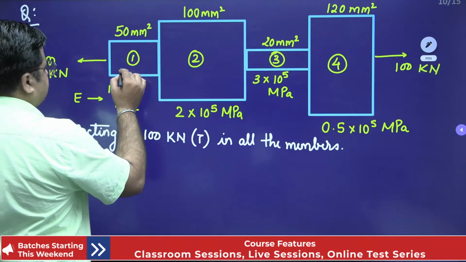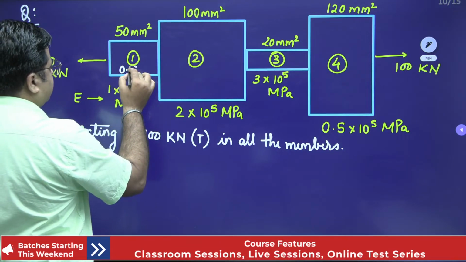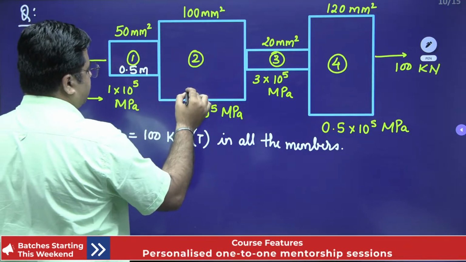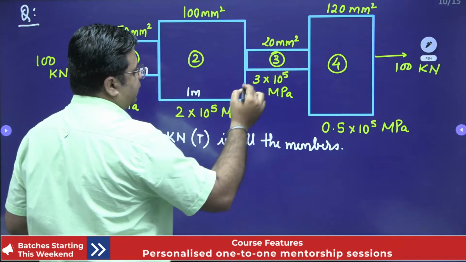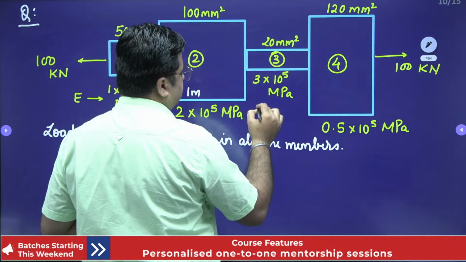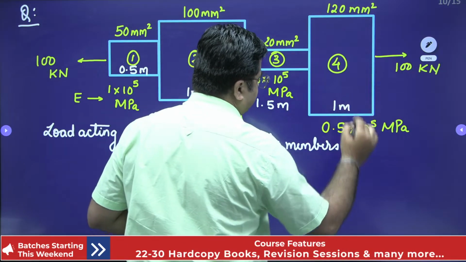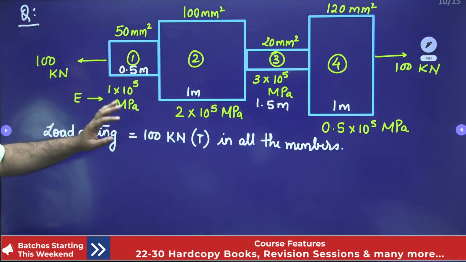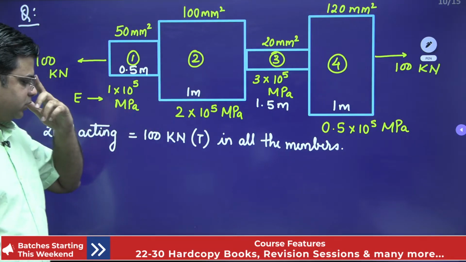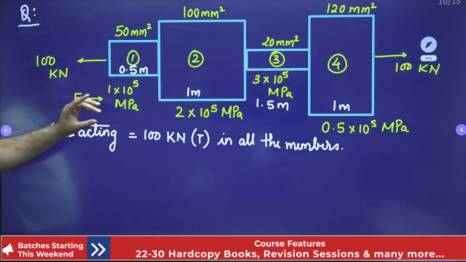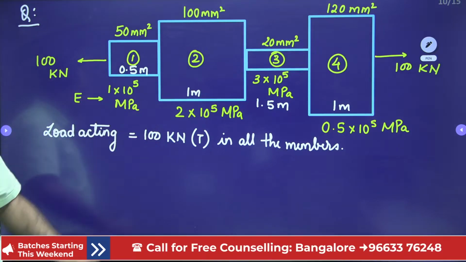So this is 0.5 meter, this is 1 meter, this is 1.5 meter, this is 1.5 meter, and this is again 1 meter, right? So these are the lengths of different members. So the first thing is, the load acting in all the members is 100 kilonewton tensile.